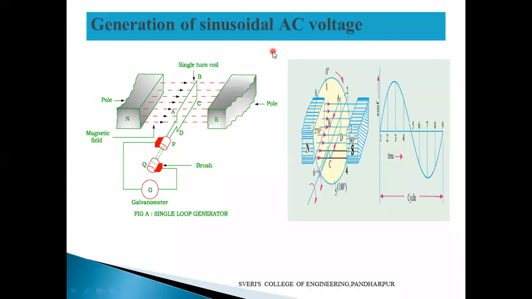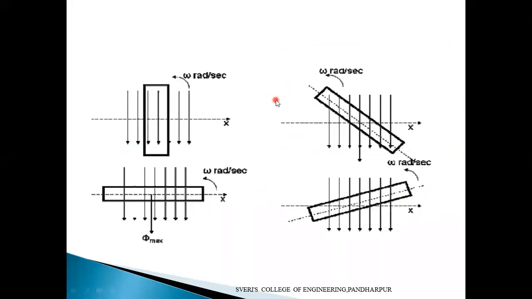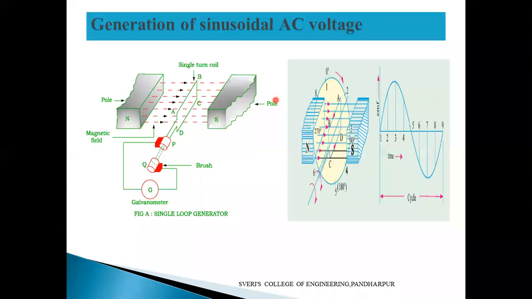See here. Now stop writing and listen carefully. This is the diagram. Two magnets are there, north and south. One person try to interact with me, then only I can explain very well, and you will understand also.